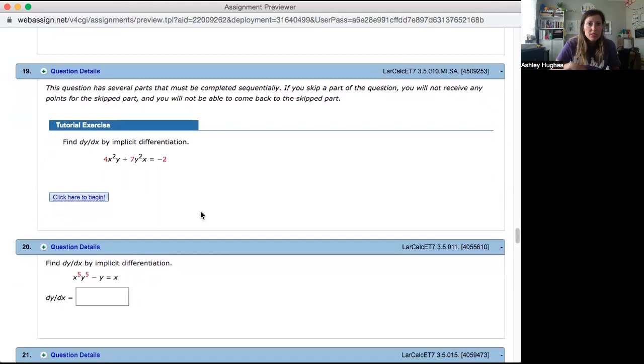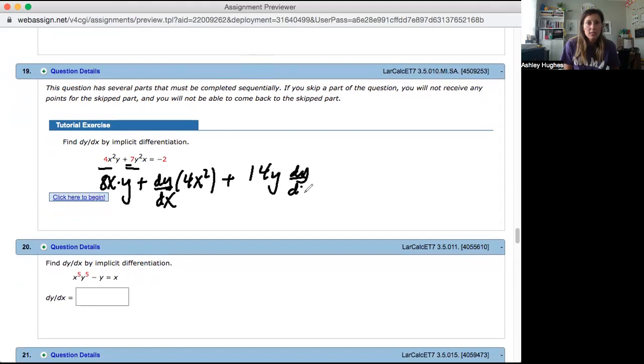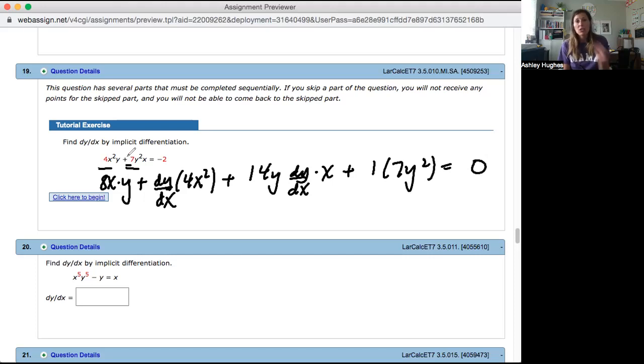And then this one, implicit differentiation. You're going to take the derivative of this, which is 8x times y, plus the derivative of y times the first, plus the derivative of 7y squared, which would be 14y dy/dx times x, plus the derivative of x times 7y squared, equals 0. Anytime you take the derivative of a y, make sure you write dy/dx. It's kind of like the chain rule. At this point, these things have dy/dx and these do not.